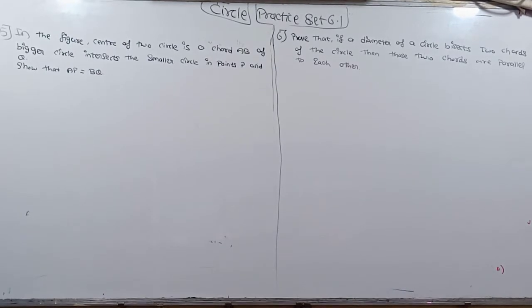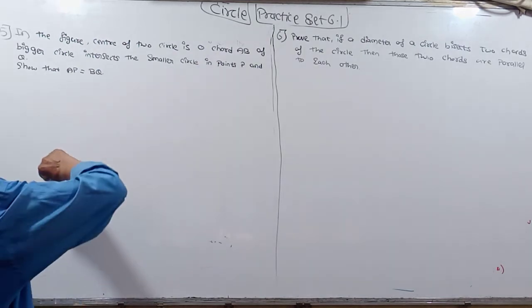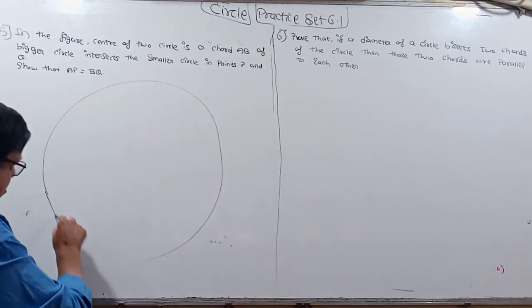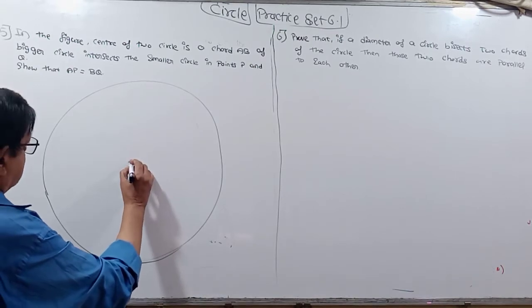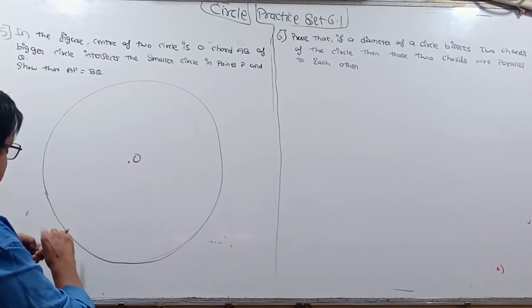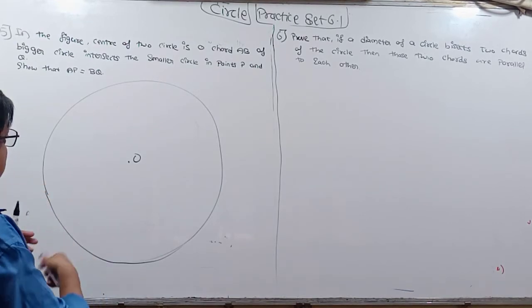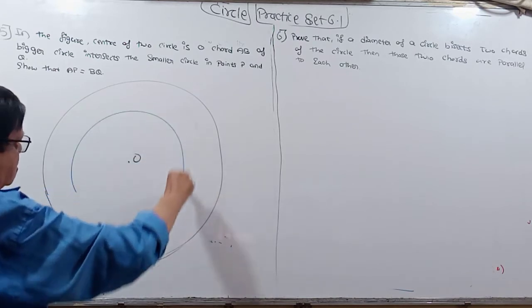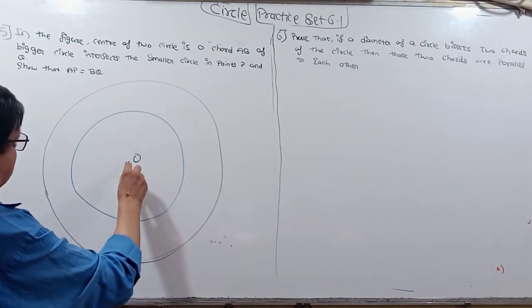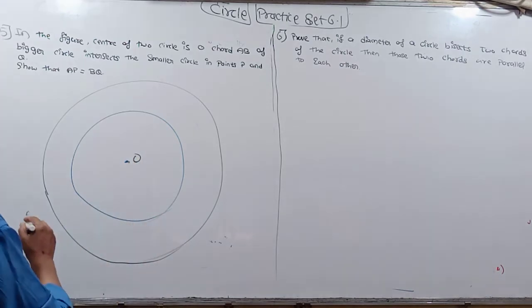In the figure, the center of two circles is O. Chord AB of the bigger circle intersects the smaller circle in points P and Q. So let us draw that, two circles. One circle like this and the center is O. There is one more circle here. It's the same center. They are concentric circles. Center O for the two circles.